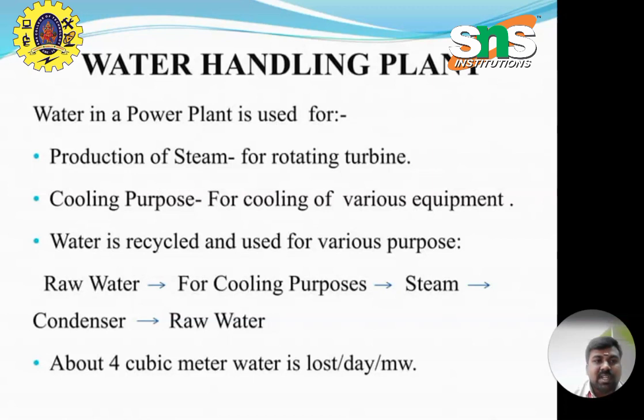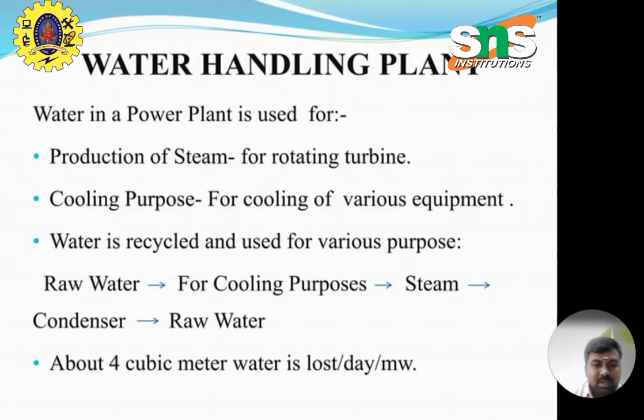Another waste control system is the water handling plant. The water in a power plant is used for the following purposes: production of steam for rotating the turbines, and cooling of various equipment, because in a thermal power plant various equipment plays a vital role. Due to continuous operations, heat is dissipated, so the devices must be cooled. For the cooling of various components, the water handling plant is used. Water is recycled and used for various purposes.